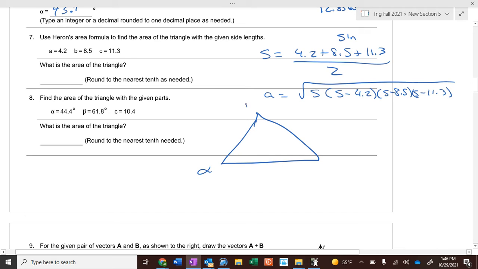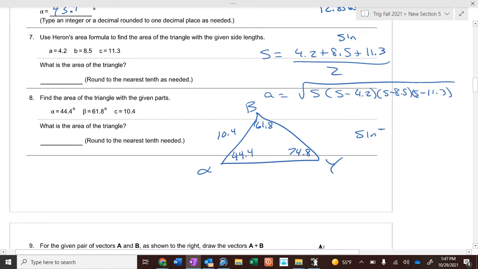Area of the triangle, if you're given alpha, beta, and C, okay, you have angle, side, angle. So it's the law of sines to figure out another angle, because we need side, angle, side. So, well, just subtract from 180. 105.2 gives us 74.8.